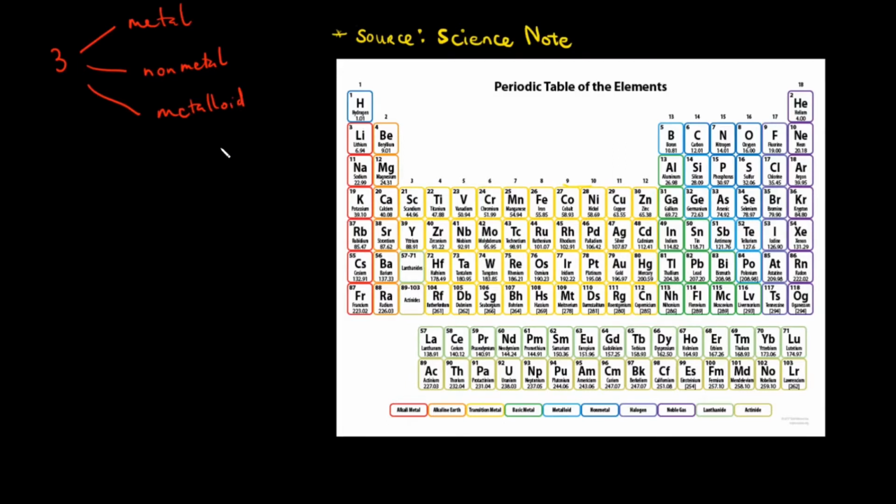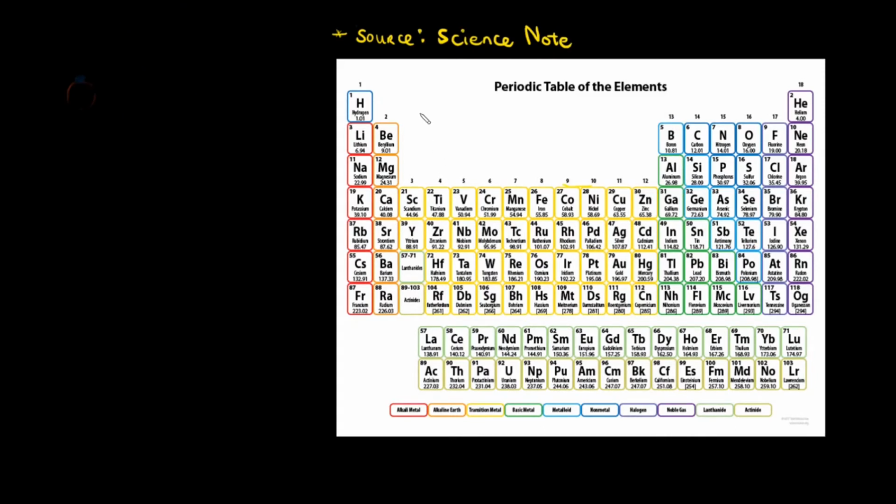In EE338, we're going to focus on metalloids, which are semiconductors. If you look at the table here, the metalloids have this blue color. It's this one right here, this one, this one, this one, this one, this one, and this one. Those are the metalloids, which is what we're going to focus on in EE338.